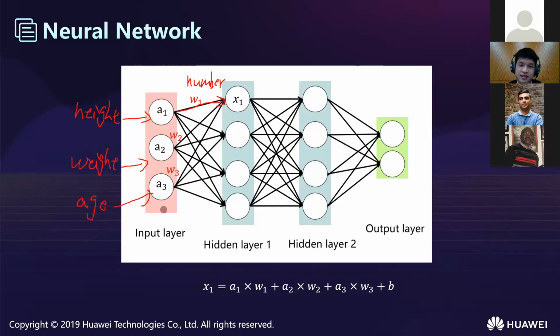And that is the simplest neural network. It's called a fully connected neural network. That means in this layer, each neuron will connect with all the neurons in the previous layer. For example, this line, and this line. Can you understand?